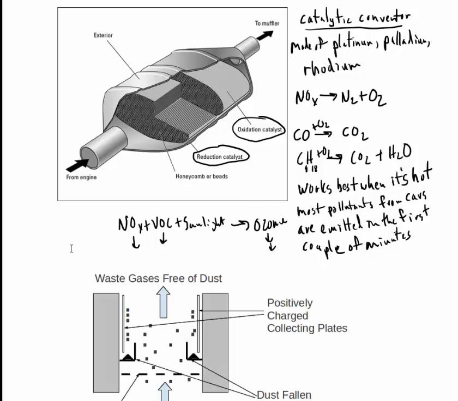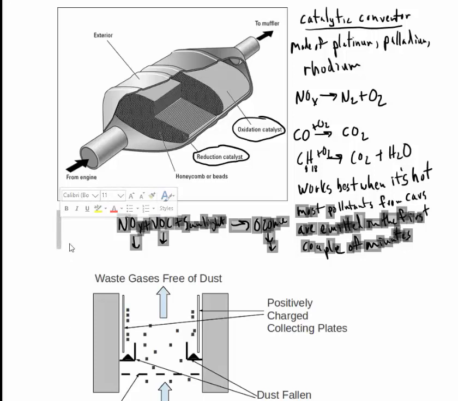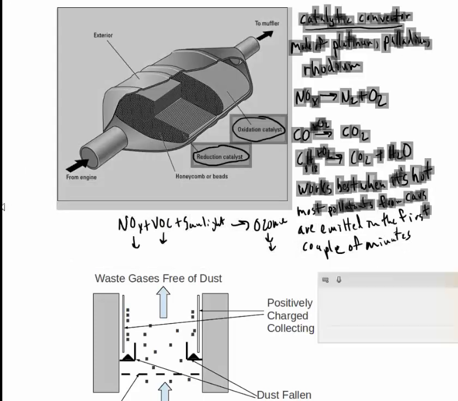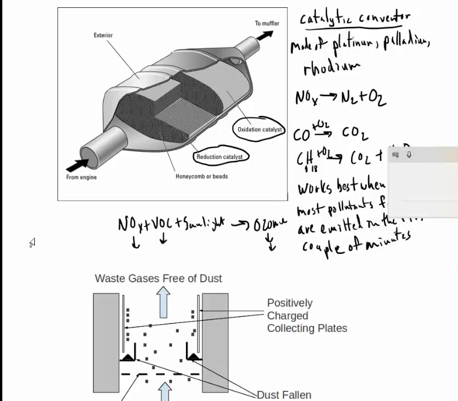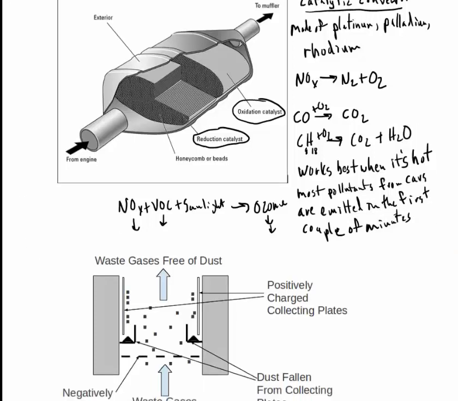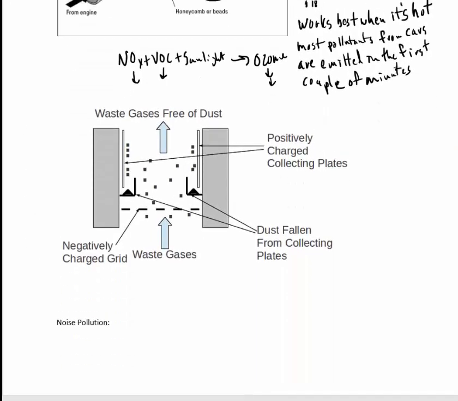All right, other one to know, and this is one that you probably haven't heard of or probably won't see in your real life situation, but this is the one that's used the most in industry, and it's called an electrostatic precipitator. This is best for removing SOx and particulate matter.